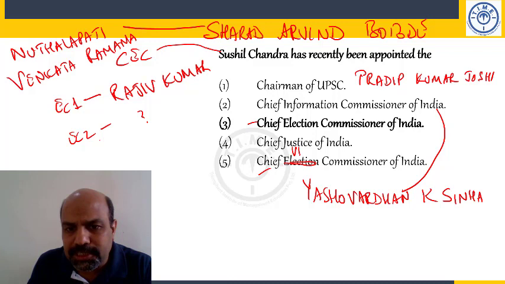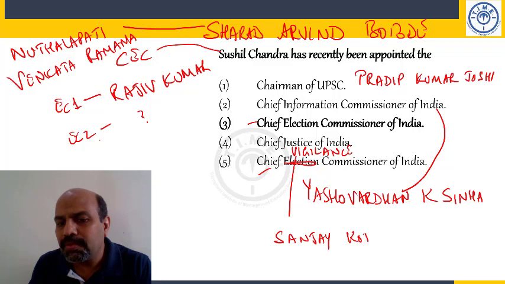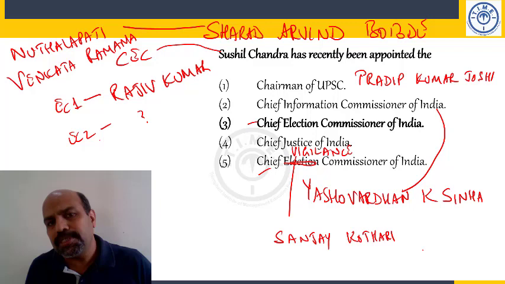Chief Vigilance Commissioner. Let's write something new. Chief Vigilance Commissioner of India is Sanjay Kothari.